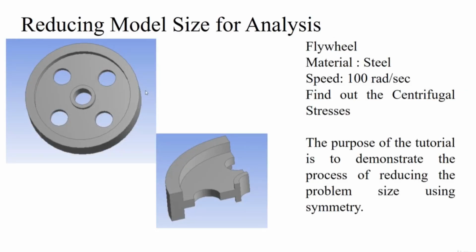For this particular problem, we are going to take a flywheel. It is a simple flywheel model, made up of steel again, and it is rotating at a speed of 100 radians per second. The important thing is we need to find out the centrifugal stresses that develop in this body, and then how we can reduce the geometry. We will also see a demonstration of how we can reduce the problem size using the symmetric nature present inside the geometry.